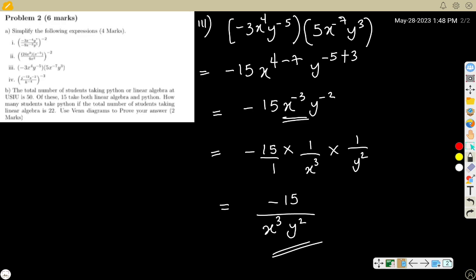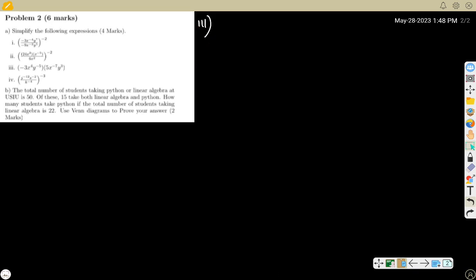So the next one is 4, 3, y, we think is j raised to power minus 12, s raised to power minus 2 divided by k raised to power minus 4, everything raised to power minus 3.